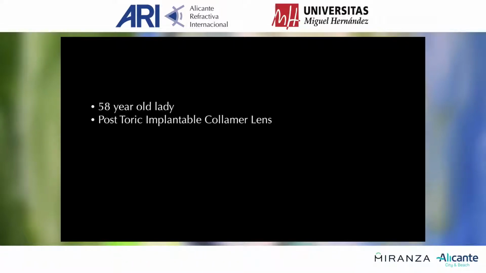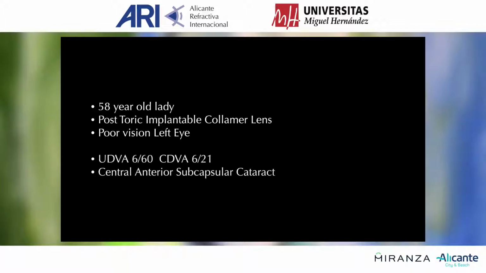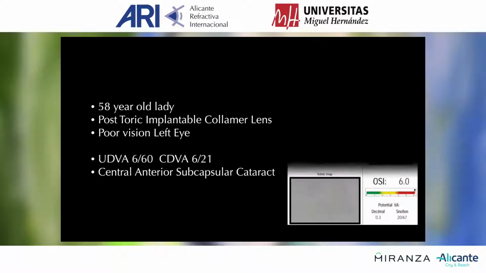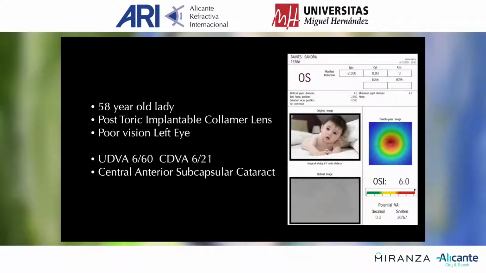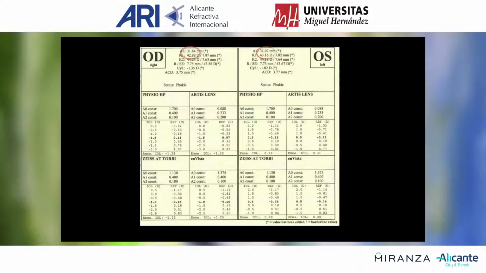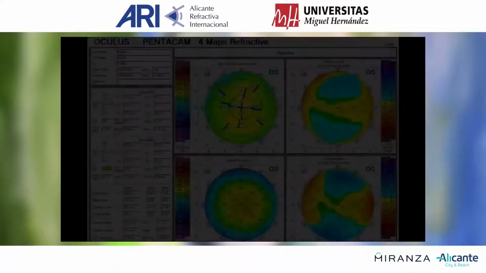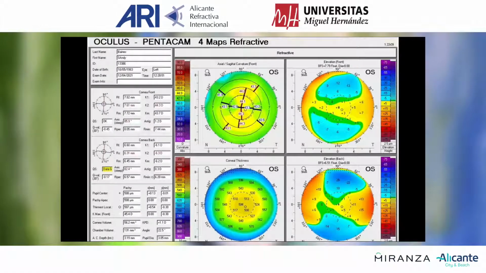This is the case of a 58-year-old lady with previous implantable Collamer lenses who developed poor vision in her left eye. She had a central anterior subcapsular cataract and a high ocular scatter index. Her IOL Master revealed long axial lengths requiring very low power implants. She also had 1.2 diopters of corneal astigmatism.